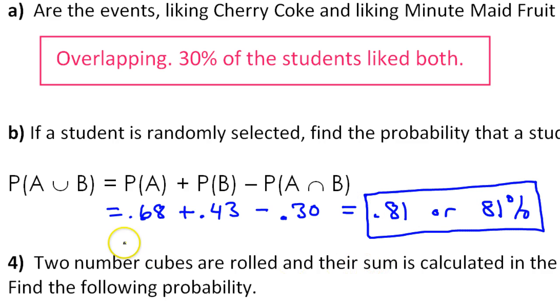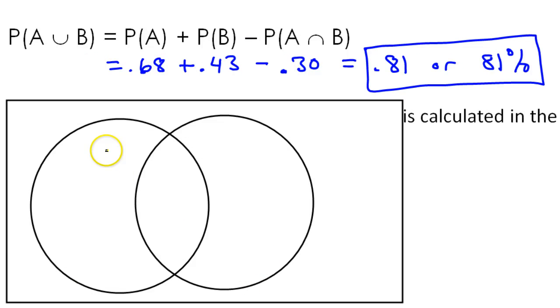Okay? Because I know the formula, I would tend to do it that way, because to me it's the quickest way to set this up. But if you were not comfortable with that, another way is to use a Venn diagram. So here comes our Venn diagram. I'll use this circle to represent the people that like Cherry Coke. I'll use this circle to represent the people that like the lemonade.